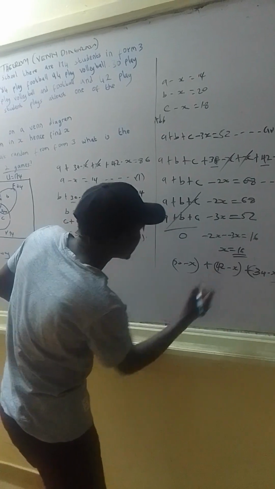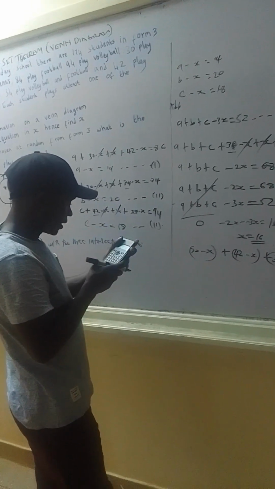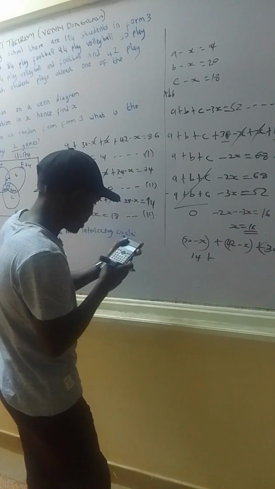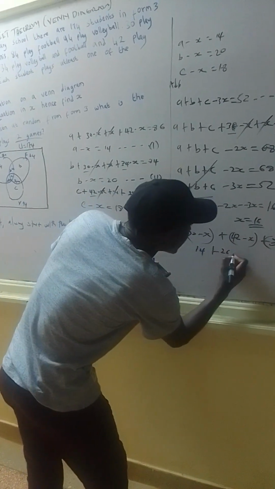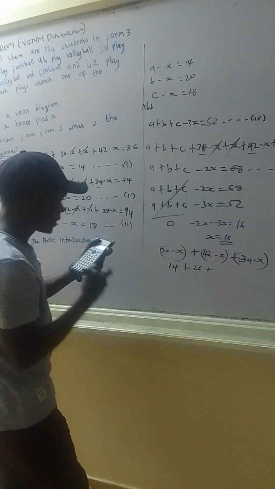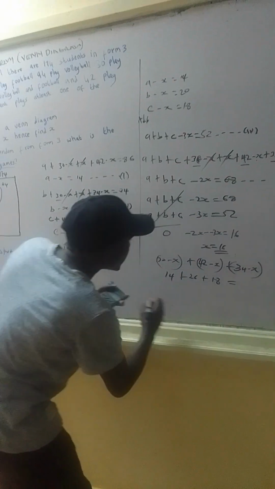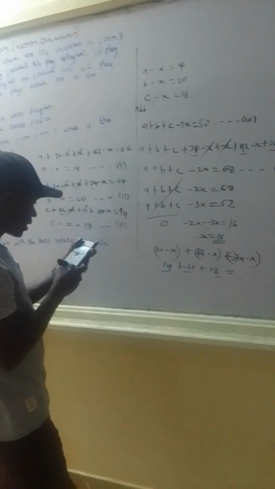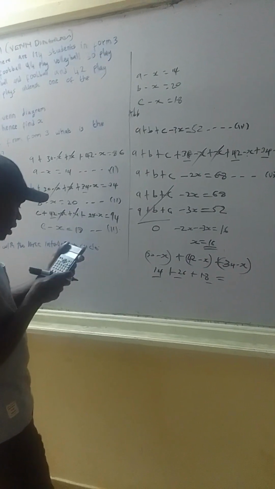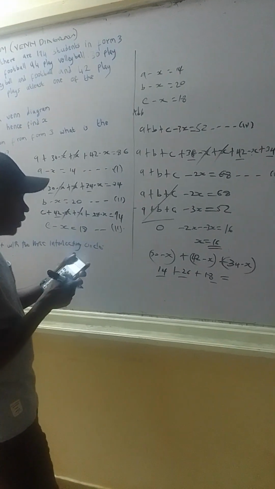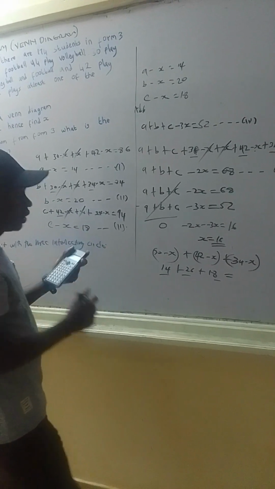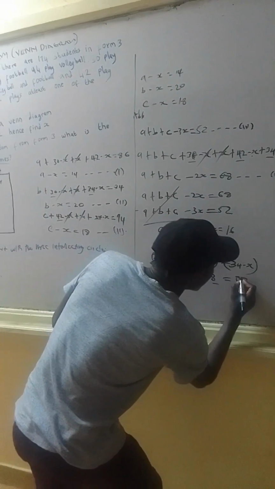So 30, but x is 16. So 30 minus 16, that is 14, plus 42 minus 16, that is 26. Now plus 34 minus 16, that is 18. Now if I sum up this one, 14 plus 26 plus 18, the answer is 58.